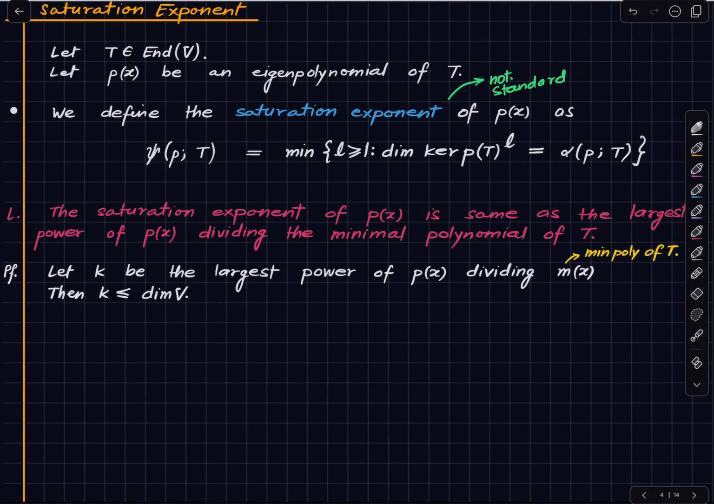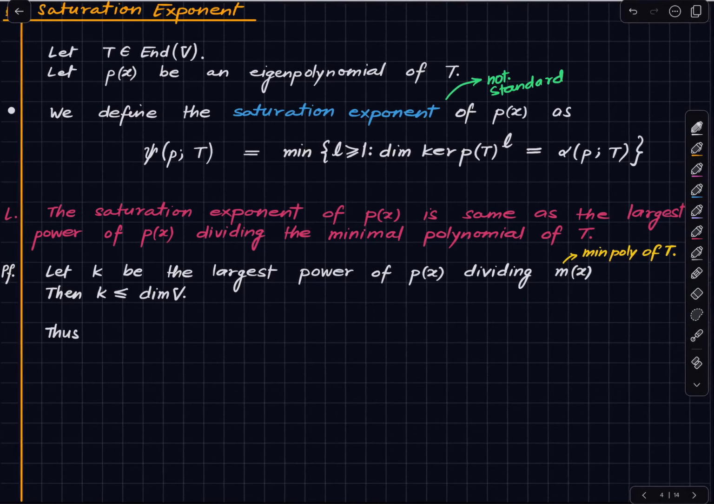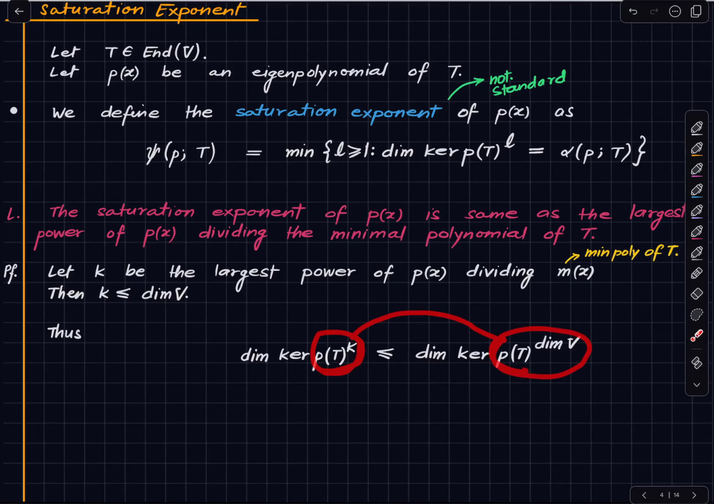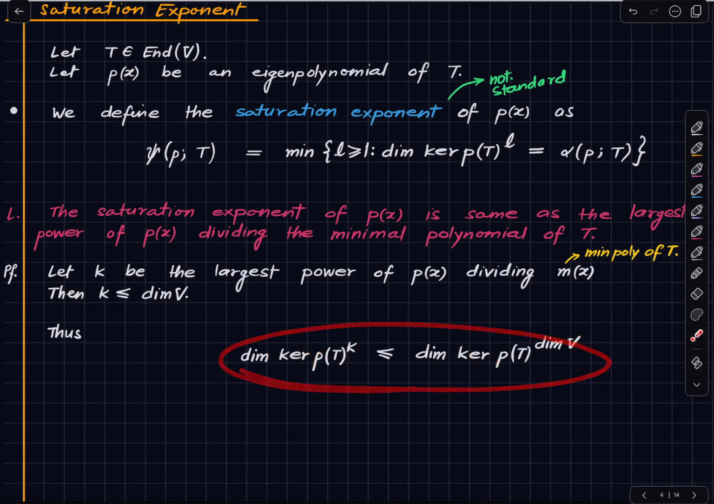And therefore, we can write the following. Clearly, because k is at most the dimension of V, the kernel of this endomorphism is contained in the kernel of that. The thing on the right side is the algebraic multiplicity of the eigenpolynomial p, and here we can write a strict inequality.